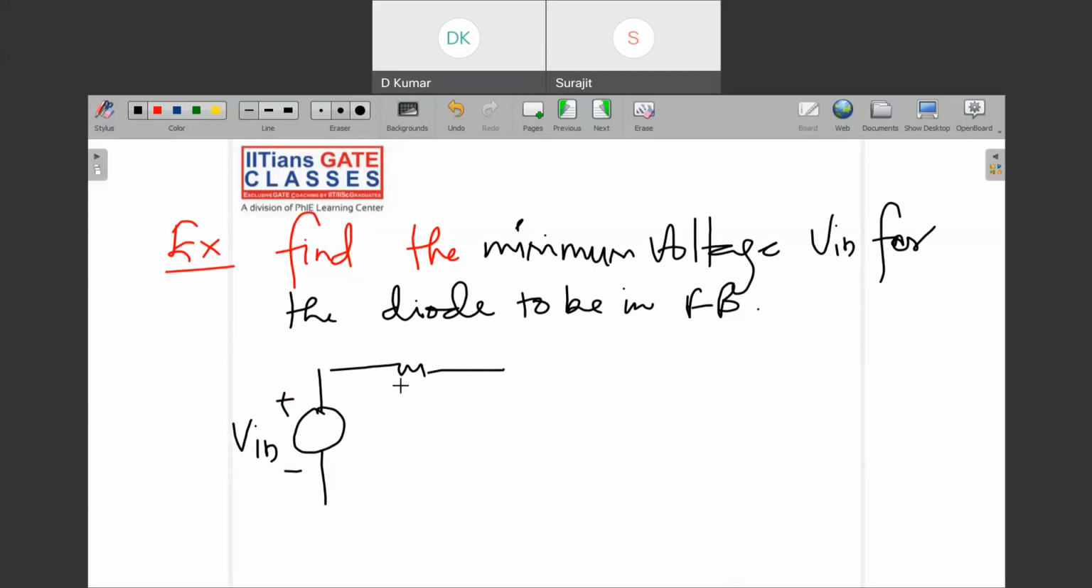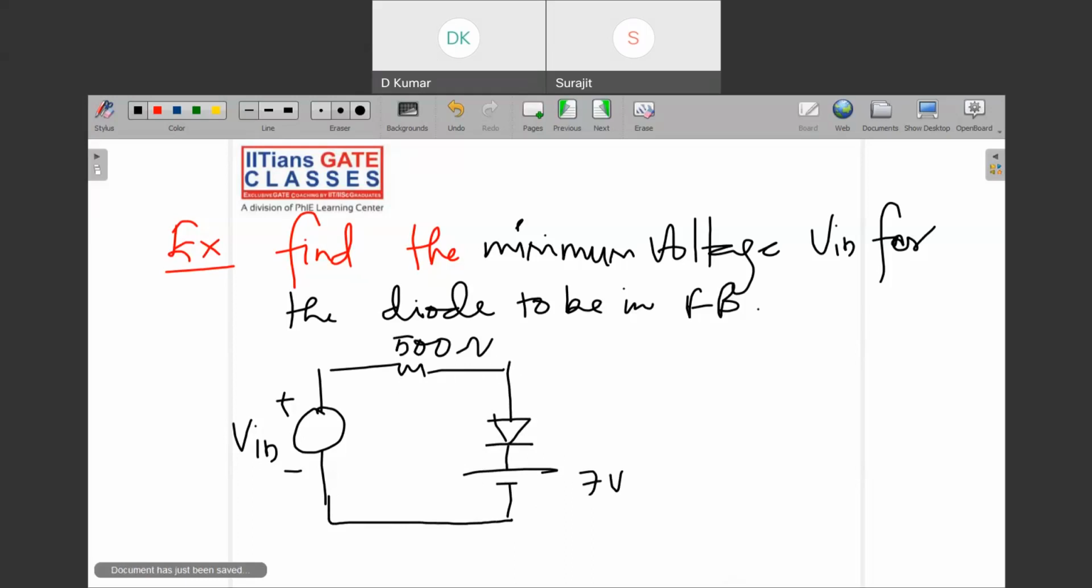But anyway, let me, 500, and there is a diode connected to it, and there is a supply that is 7 volt. Okay. We will discuss small signal counterparts and everything in the next lectures.